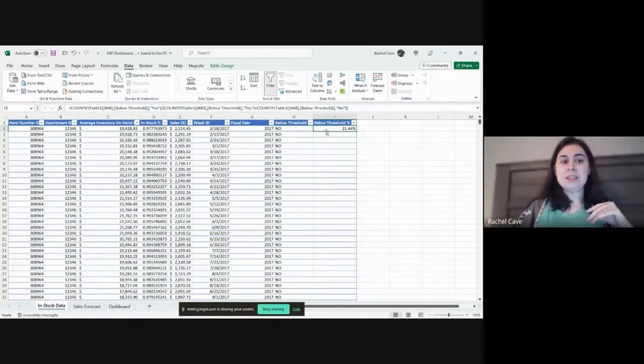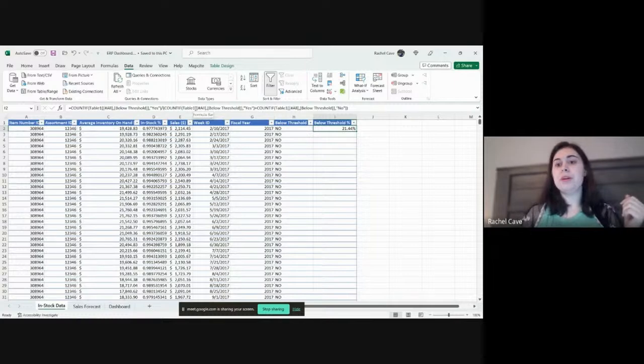And then I just used a COUNTIF formula for the below threshold percentage to see what percentage of the time throughout this whole data set, this whole period of reporting, we were below that 95% threshold and did not meet our minimum in-stock percentage expectations. And that was 21% of the time.